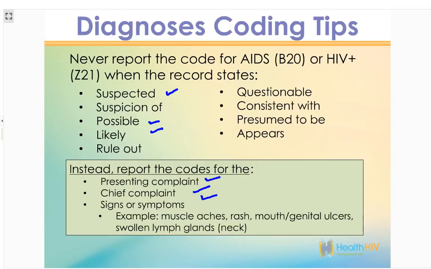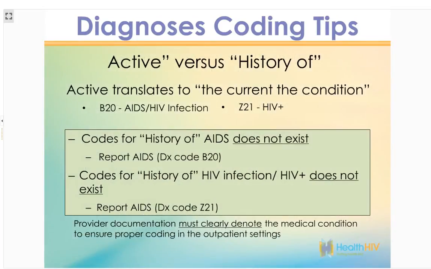So if the patient comes in and they're complaining of muscle aches or rash, or they have swollen glands or ulcers, mouth ulcers or genital ulcers, then these would translate to a code that you would report instead of reporting AIDS or HIV positive. So in general, the medical record must clearly state that the patient has AIDS or HIV positive.